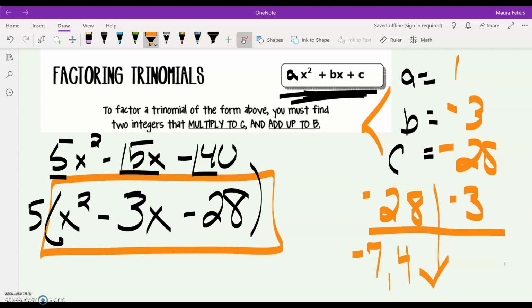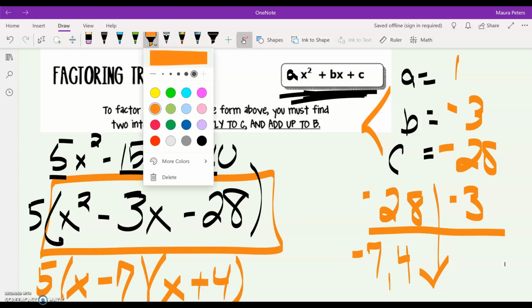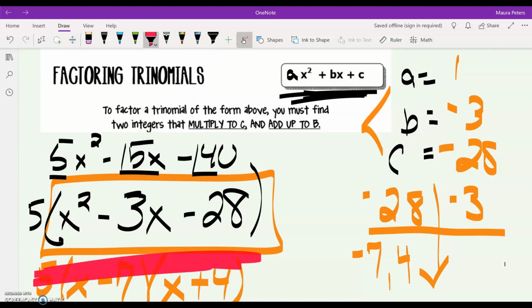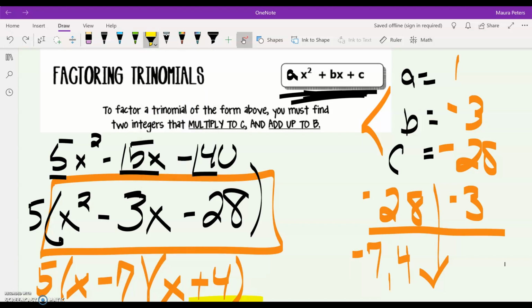So that works. So then that 5 will drop in, and we can rewrite this as x minus 7, x plus 4. And that is our final solution. I should not be highlighting that in red. Bad choice. Yellow works just fine. Okay. And that is your solution right there.